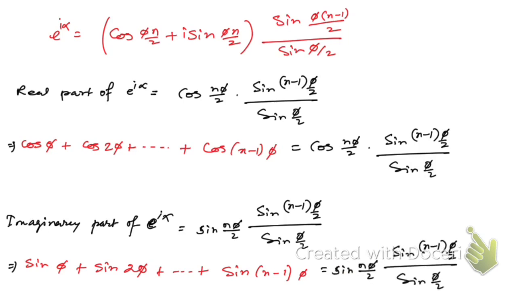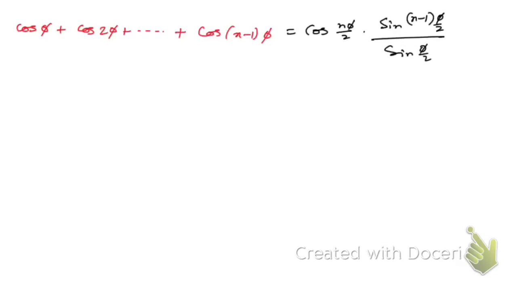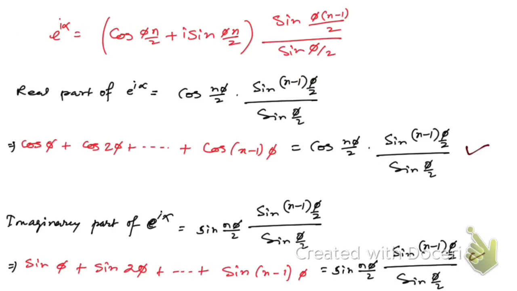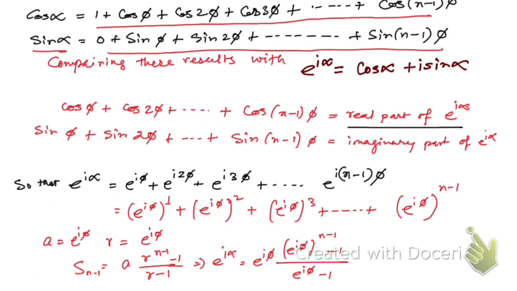Now let me copy these two results, this one and this one, and go to another slide. This is one result, and now you see our motive is to obtain this. We need to obtain this one.